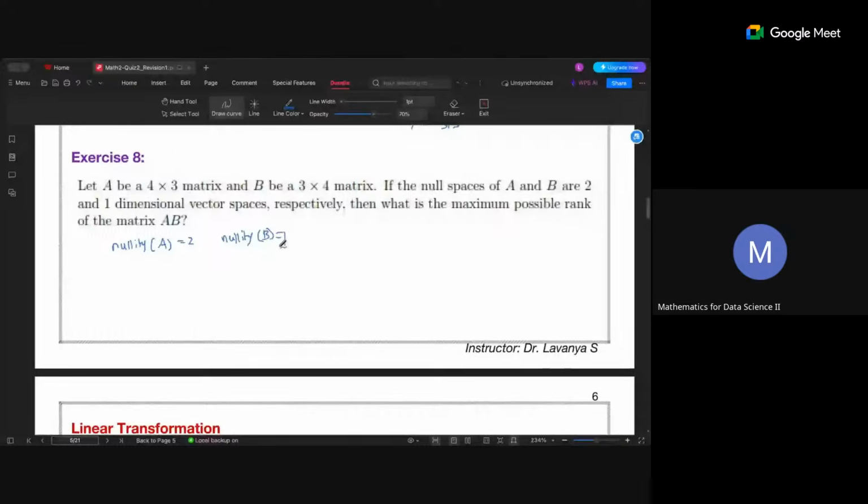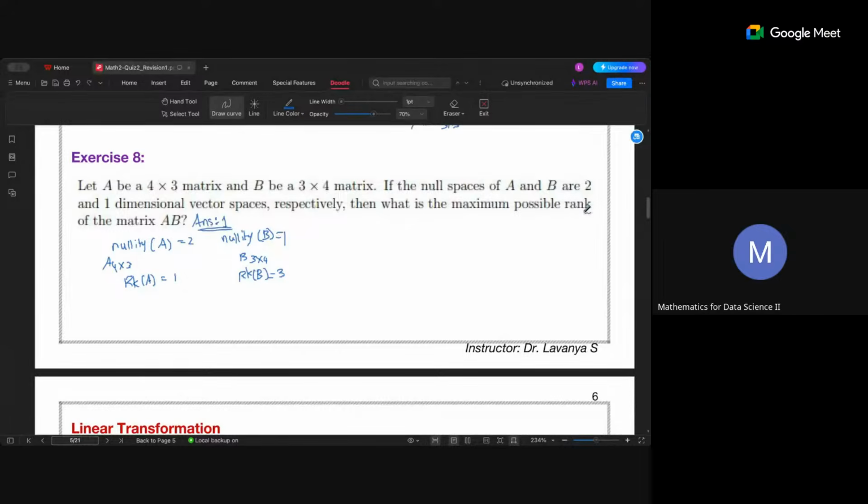Okay. So here from this A is a 4 by 3 matrix. So what should be the rank of A? 1. And B is a 3 cross 4 matrix. So what should be the rank of B? 3. So now what is the maximum possible rank of AB? 1. So the answer is 1. Okay, because the minimum of these two is the maximum value for rank of AB.